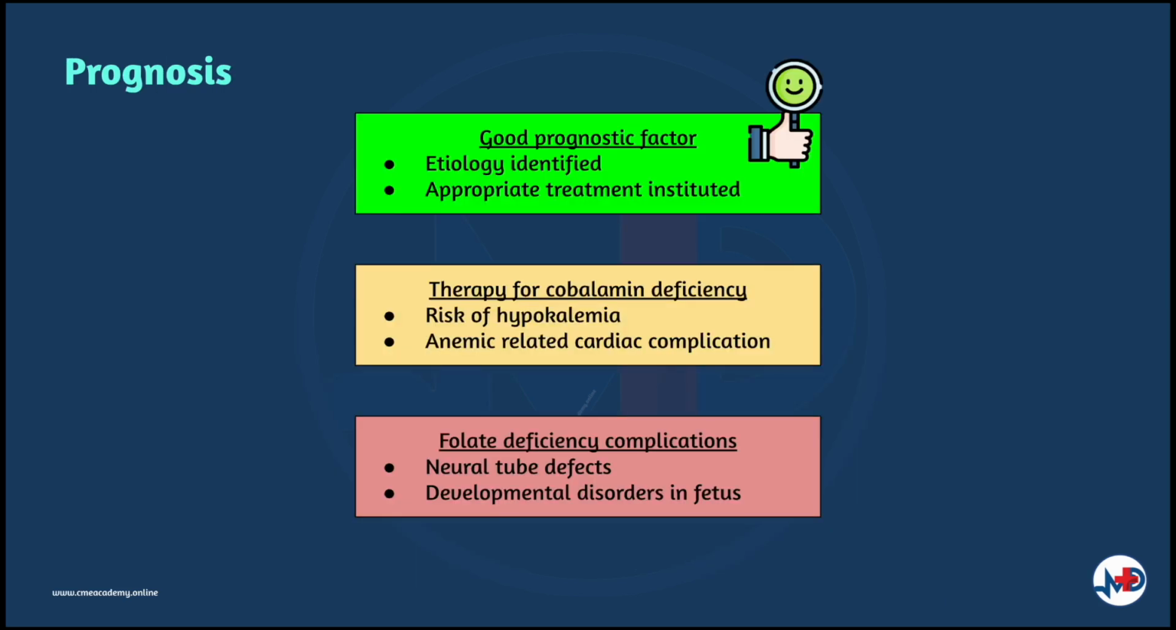Generally, the prognosis is favorable if the etiology of megaloblastic anemia has been identified and treated appropriately. However, patients are at risk for hypokalemia and anemia-related cardiac complications during therapy for cobalamin deficiency. In addition to that, folate deficiency during pregnancy can lead to neural tube defects and other developmental disorders in the fetus. However, the incidence of these morbidities has been greatly reduced by the intake of folate in the form of prenatal vitamins given during pregnancy.